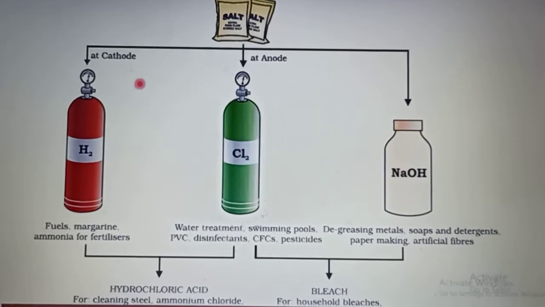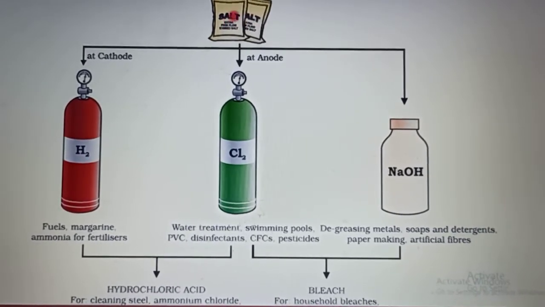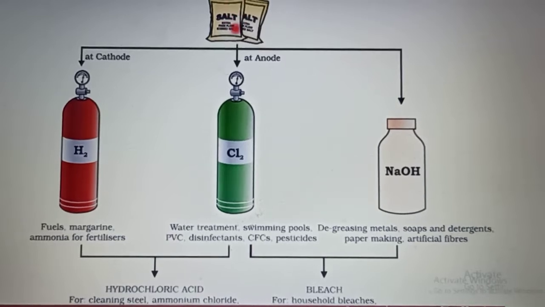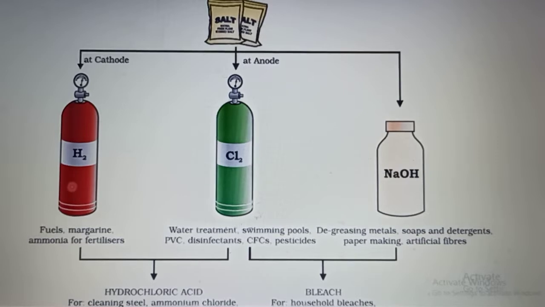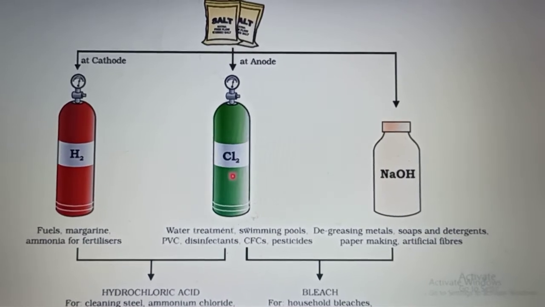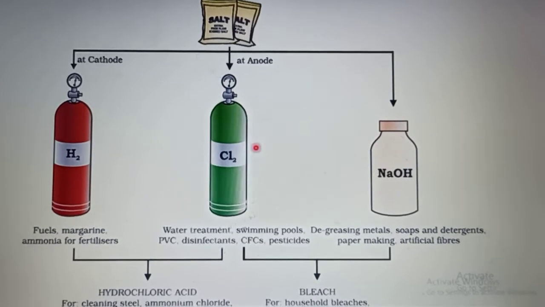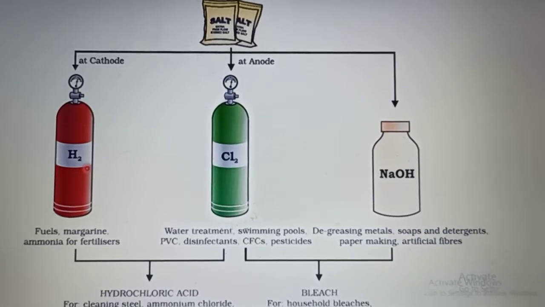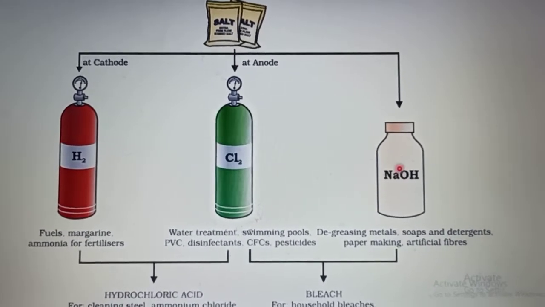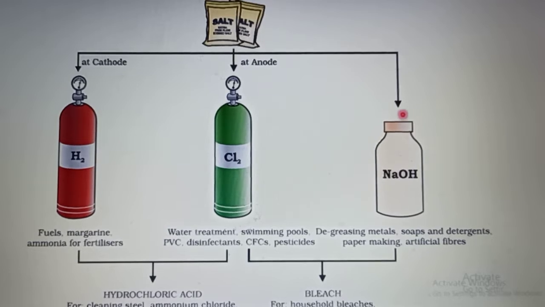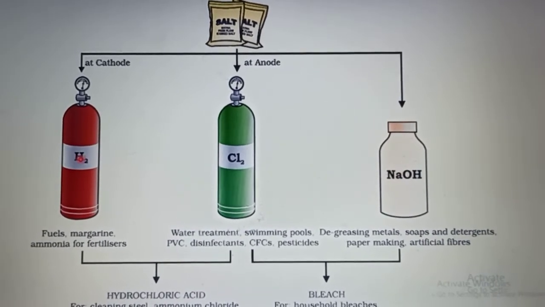This is a diagram in your NCERT book also. This is a salt. So in this salt, when an aqueous solution of this salt is made, that is the brine solution, and electricity is passed, then we get hydrogen at the cathode, chlorine at the anode, and sodium hydroxide, right? And these three are the different products. Sodium hydroxide, that is NaOH.